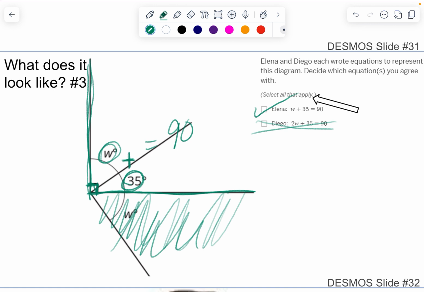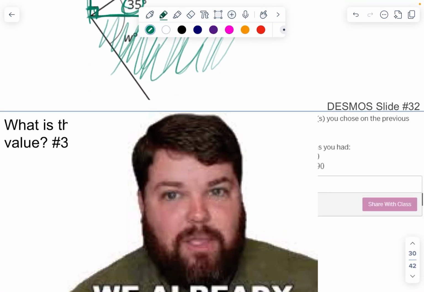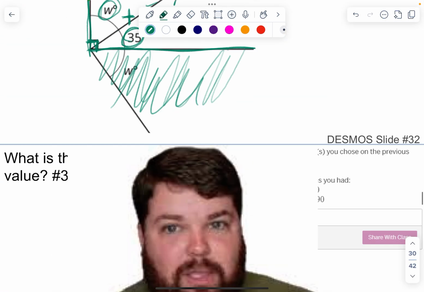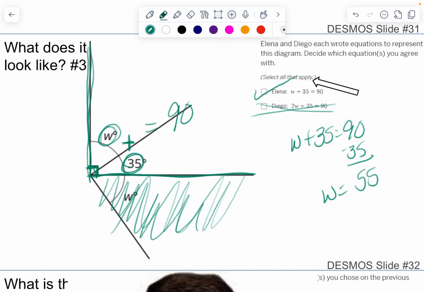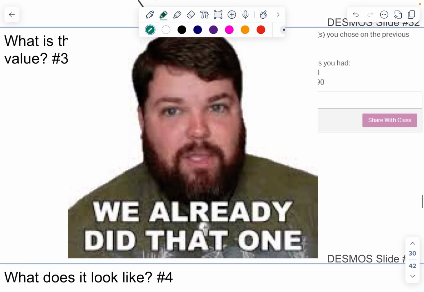Poor boy. But, so we take Elena's. I think we did that one right there, yep. We did Elena's W plus 35 equals 90. I'm just going to subtract 35, and W equals 55. So this angle is 55 degrees. We already did that one.